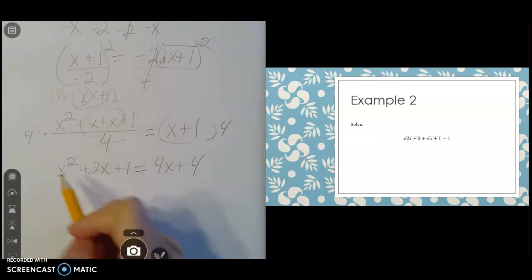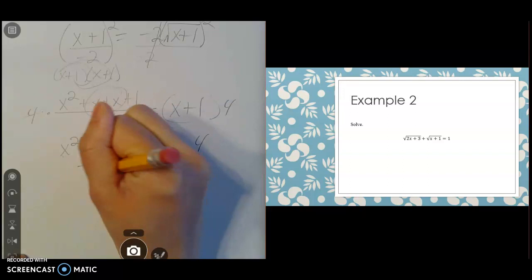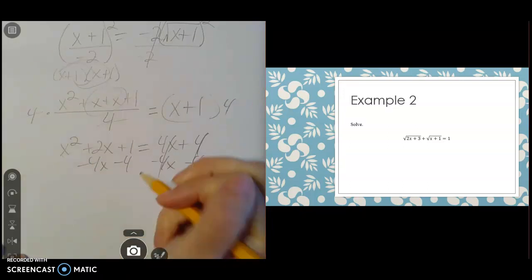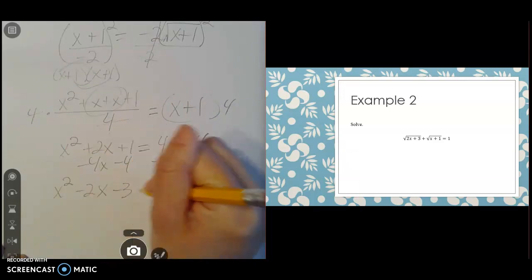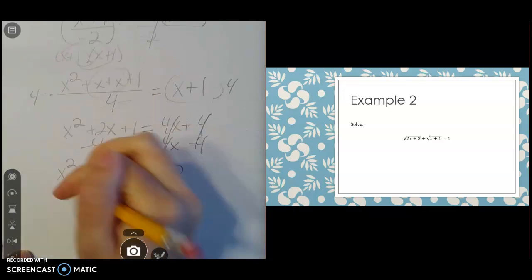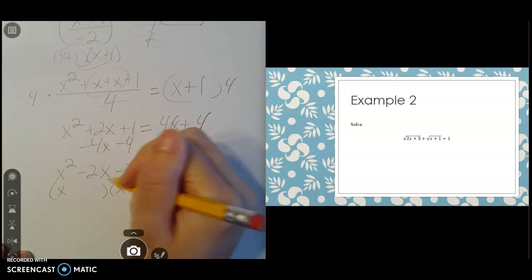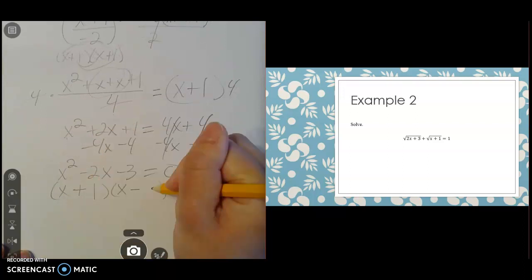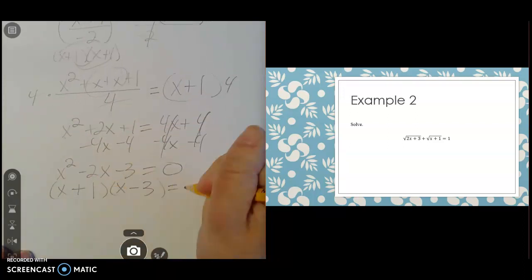Then we've got another quadratic, so that means that we're solving by factoring. So I need to get everything on the same side first. So I'm going to subtract 4x from both sides, and I'm going to subtract 4 from both sides. So that'll be x squared minus 2x minus 3 equals 0. Then we'll factor. X times x is x squared. To get a negative 3, one's going to be positive, one's going to be negative. It's probably going to be a positive 1 and a negative 3, because negative 3x plus 1x is negative 2x.